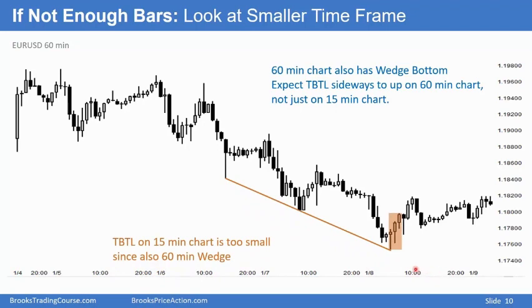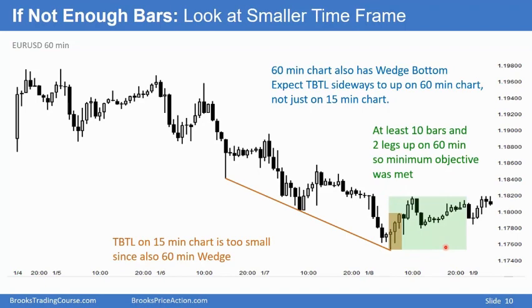10 bars and 2 legs on the 15-minute chart ended right here. It's only part of one leg up and only 3 bars up on the 60-minute chart. Yet the pattern is still obvious on the 60-minute chart. So I have to be setting my target based upon the highest time frame that clearly shows the pattern. And that's the 60-minute chart. So 2 legs up, 1 pullback, 2. Minimum objective, 2 legs sideways to up, so either here or here.